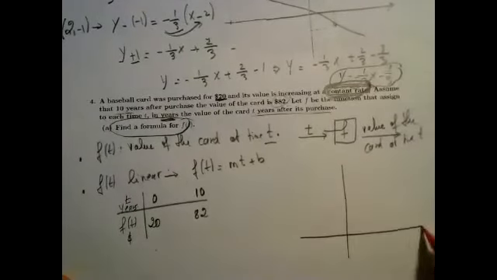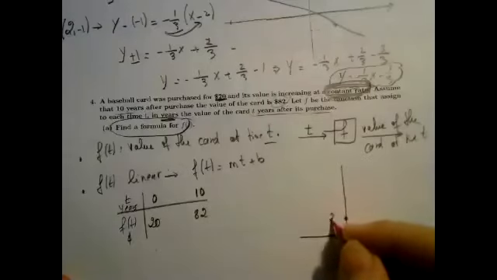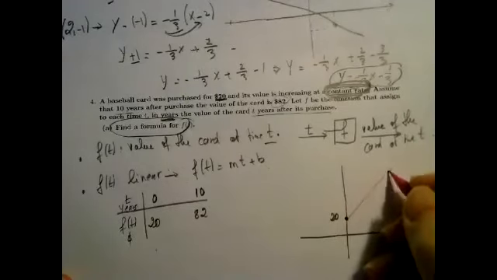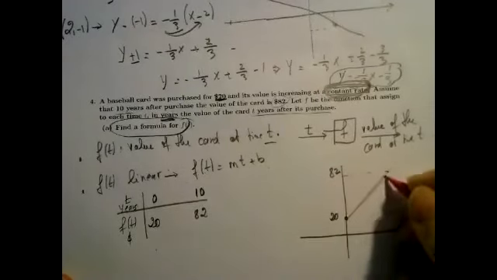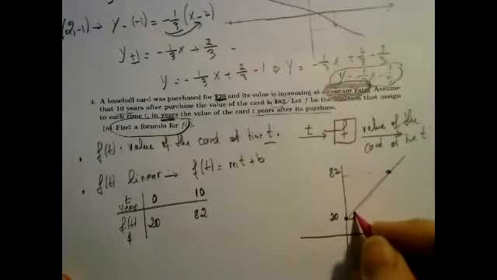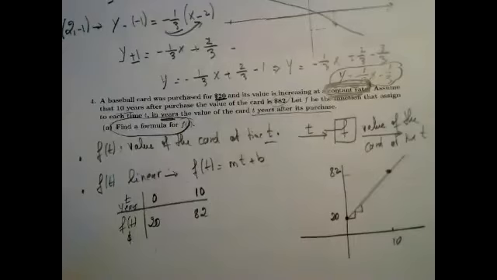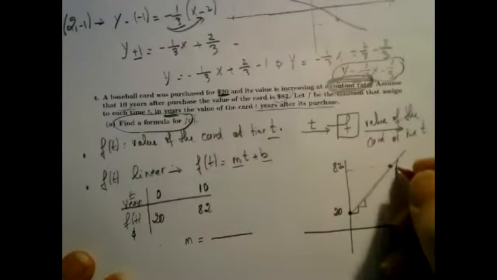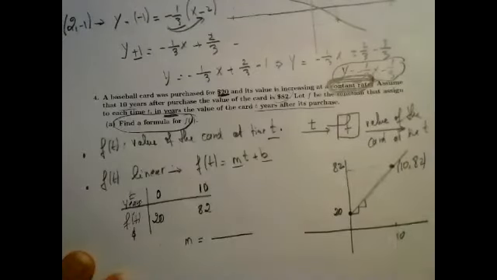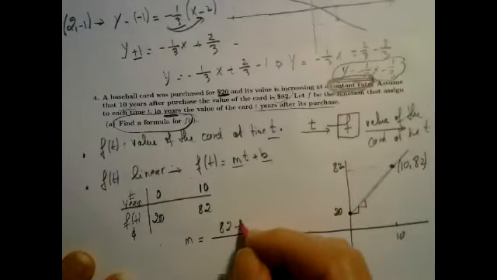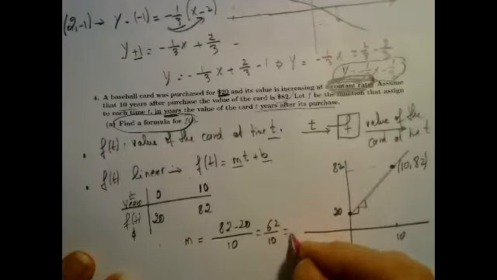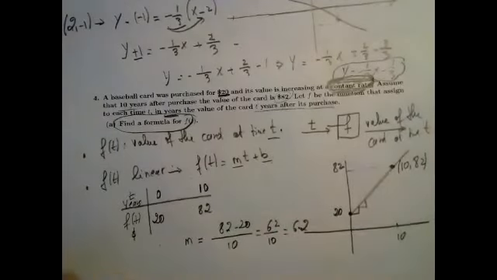So the picture now is at t equal to 0, that's the value of my card. After 10 years, the value of my card went up all the way to 82, along a line. It means every time it's increasing by the same amount. That's linearity. To find the formula, I need m and I need b. Now it's a line, so I need to find the slope of this line. It's going to be 82 minus 20 divided by 10. That's 62 divided by 10, which is 6.2. That's the slope.